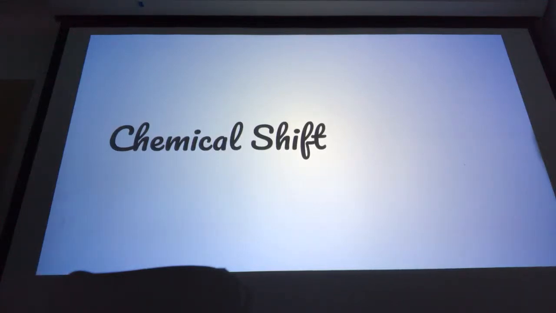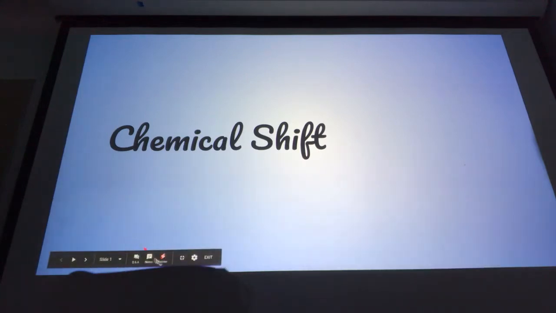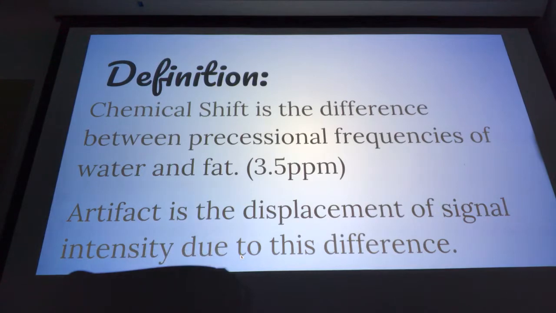Schultz. So we're talking about chemical shift today in this presentation. Just want to make sure that's working here. So we'll start with the definition. Chemical shift is the difference between precessional frequencies of water and fat, and that has been measured to be 3.5 parts per million. Chemical shift artifact is the displacement of signal intensity due to this difference.